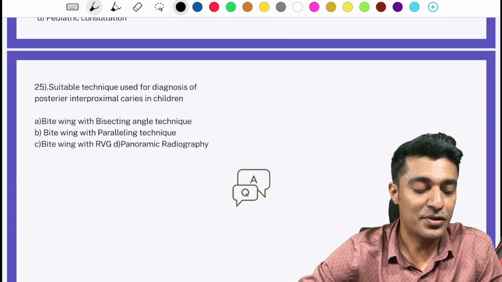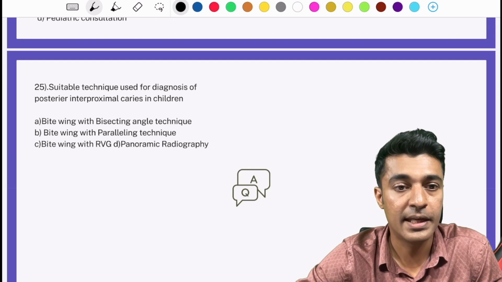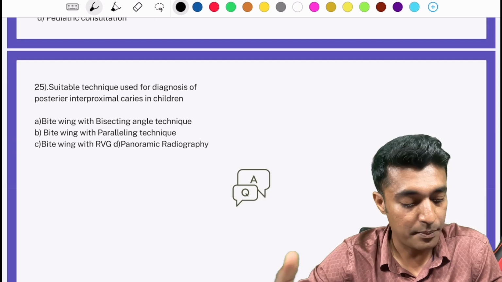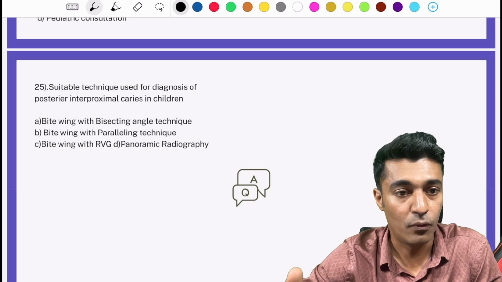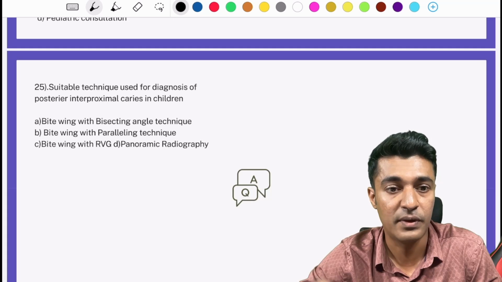Question number 25. The suitable technique used for diagnosis of posterior interproximal caries in children includes taking a bitewing, which is ideal for detection of the caries. That too with an RVG would be very nice. So the answer for that is 25C, bitewing with RVG.